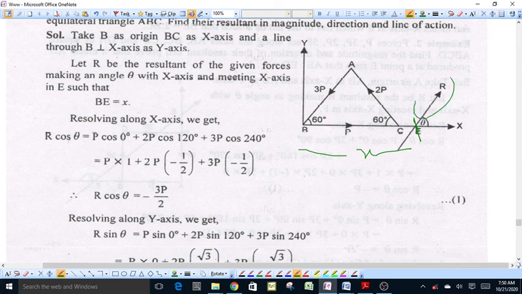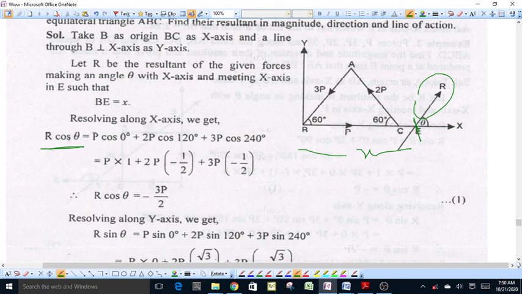suppose this resultant makes an angle theta with the x-axis. Then the x component of this resultant will be equal to R cos theta. This will be equal to the algebraic sum of the x components of all the individual forces.